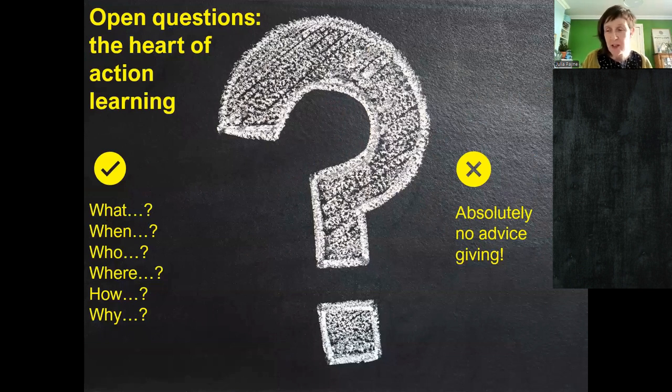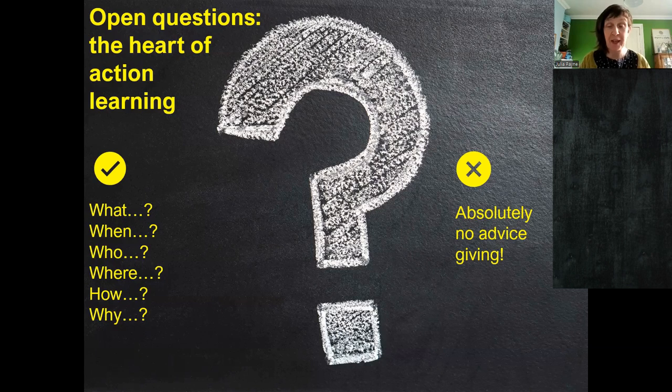So I've talked a lot about open questions. So this is broadly speaking how an open question is structured. So it starts with one of these words that you'll see on the screen. So either a question that starts with what, or a when, or a who, or a where, a why, or a how. So every single question that you ask them needs to start with that.